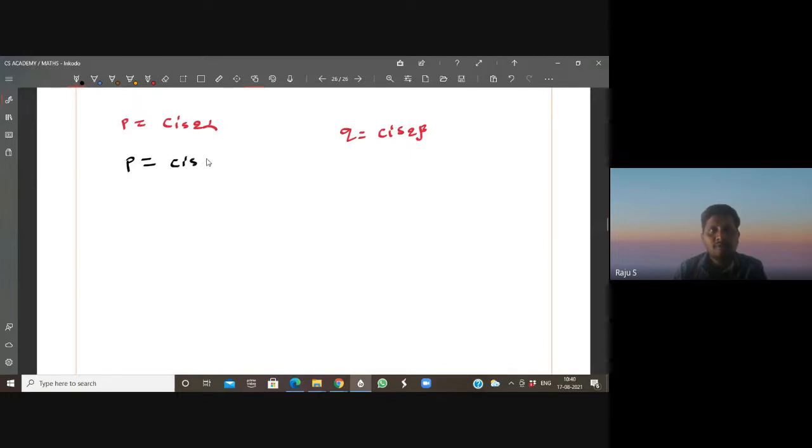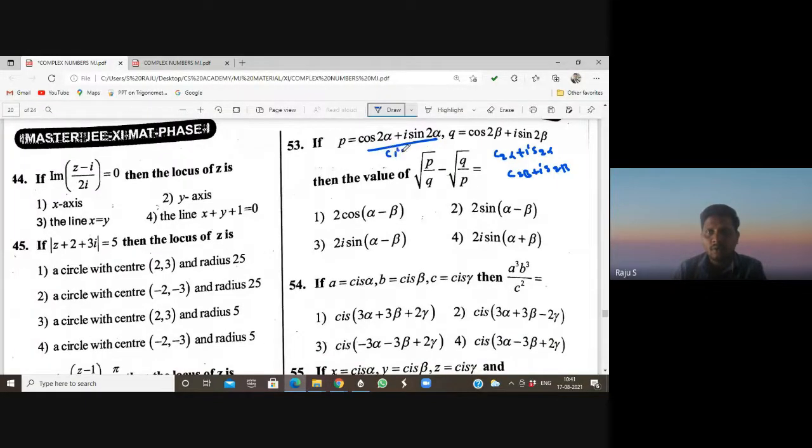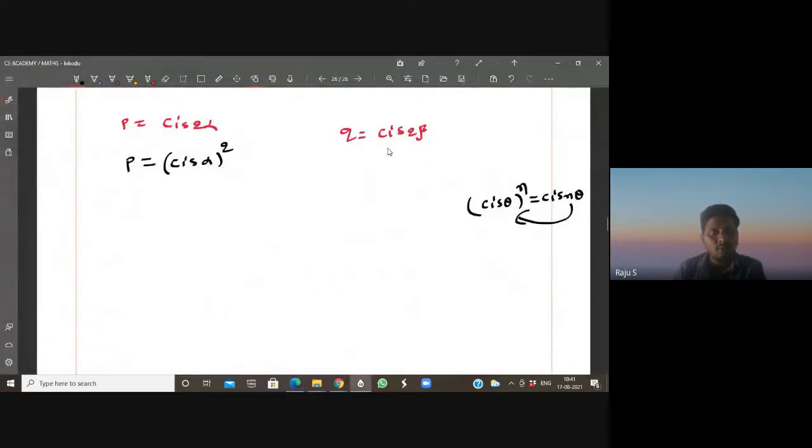Cis 2 alpha can be written as cis alpha to the power of 2. I already wrote the formula: cis theta all to the power of n can be written as cis n theta. With the help of that, we can write the reverse also. This cis n theta can be written as cis theta whole power n. So cos 2 alpha plus i sin 2 alpha, I have written cis 2 alpha. This is cis 2 beta. From that, shall I write cis alpha the whole square? And for Q, cis beta the whole square? Is that clear?